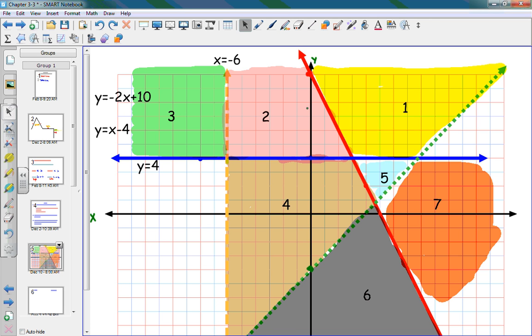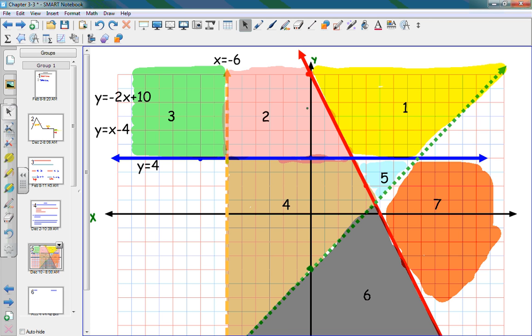Y equals x minus 4 goes on the red line? The green line? Which one? The red line. The solid red line. Now my question to you is, am I going down the mountain or going up the mountain on the red line? Going down the mountain. Down the mountain means I have to have a negative slope. So what is the slope of y equals x minus 4?